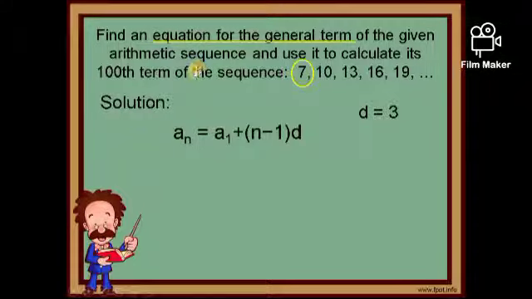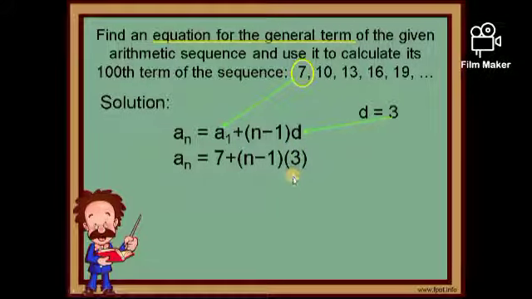So let's substitute all the given values. We have a sub 1, which is 7, and the common difference is 3. So we substitute 7 for a sub 1, the first term, and 3 for the letter d, the common difference. So we have a sub n equals a sub 1, which becomes 7, plus n minus 1 times 3. d becomes 3 because the common difference is equal to 3.